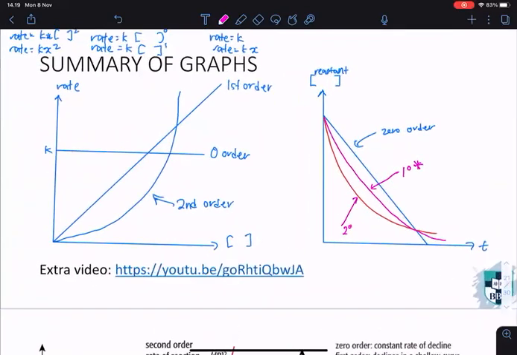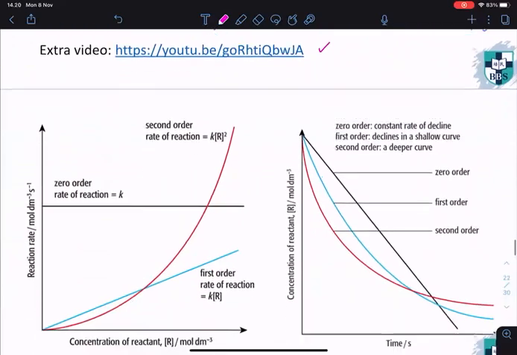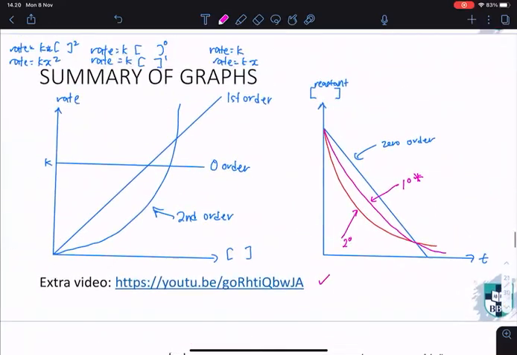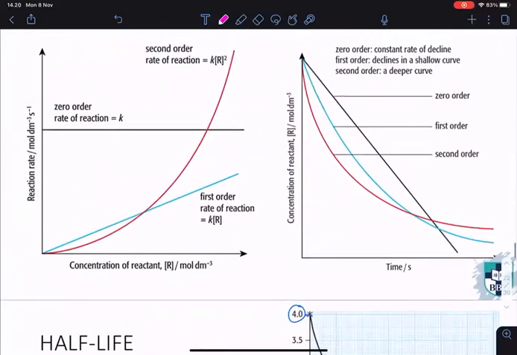If you still couldn't understand, please go through this video. I went through it in detail. You can watch it again and again until you understand. I know this drawing is messy, but this is the actual thing that you should know. The two graphs you need to know are these two: rate versus concentration, and concentration versus time.